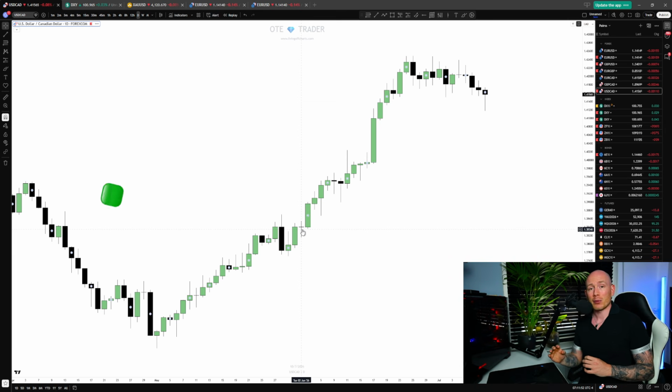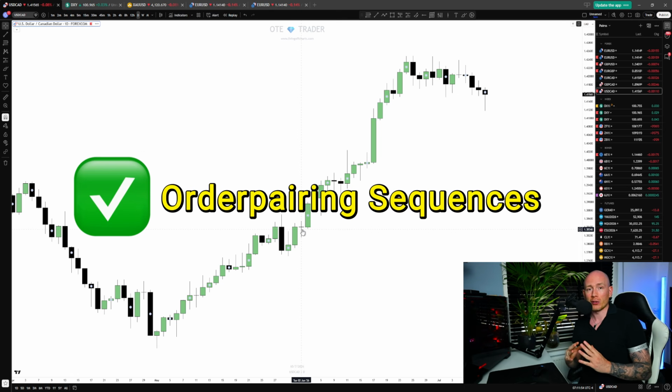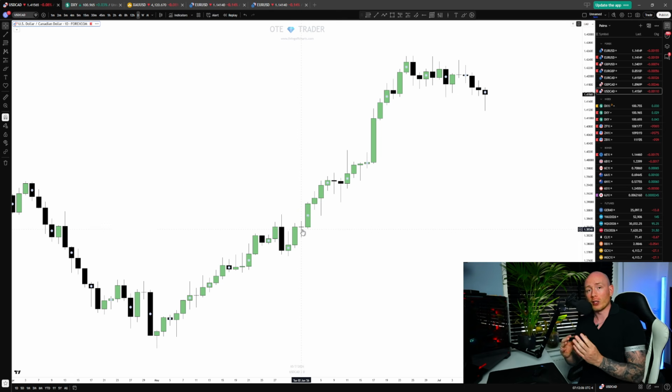The next step is going to be looking for order pairing sequences. I will show how to draw out the correct range, and we need a smaller range within that range we're trading, because that's actually where the order pairing happens, and this is where we find those turtle soup entries.